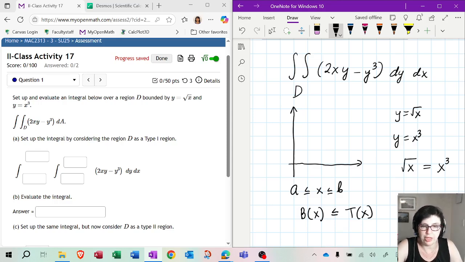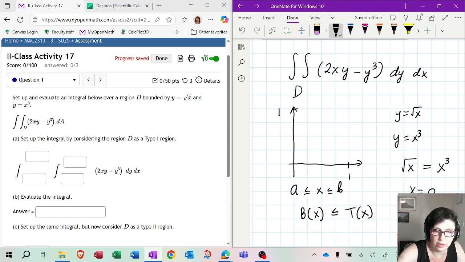I am going to do this by trial and error. Because we have a square root, we're looking for a non-negative number, so we cannot have negatives. 0 would be one example right away, because square root of 0 is 0, and 0 cubed is also 0. So 0 is one solution, and you may have already guessed the other solution is 1. Square root of 1 is the same as 1 cubed, which is also 1. So what is happening on that interval from 0 to 1?